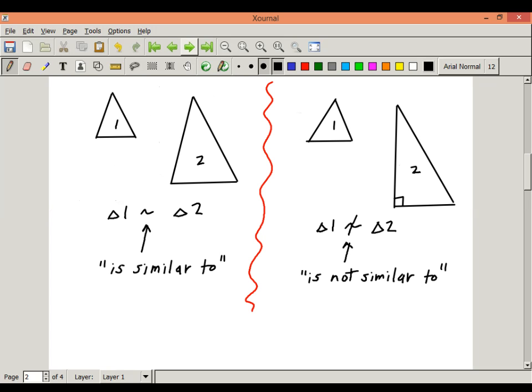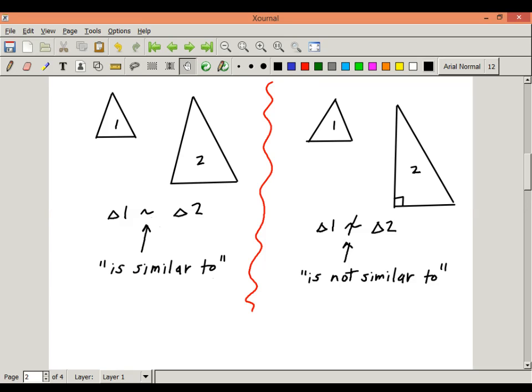On the left side of the screen, you see two triangles numbered 1 and 2. They basically have the same shape, but they're of different sizes. So we would say that triangle number 1 is similar to triangle number 2. And that little squiggly line there means "is similar to."